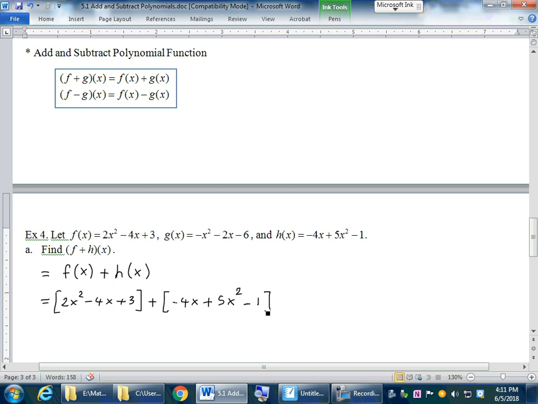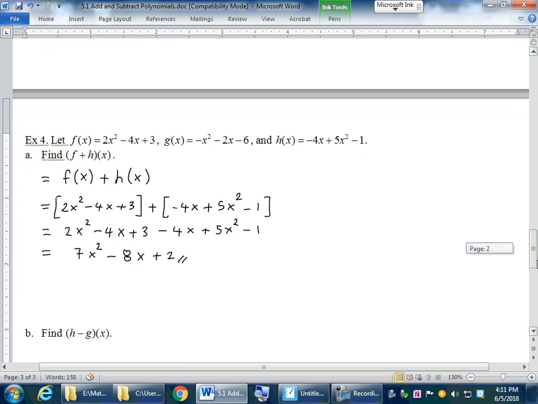So now it just become adding two polynomials now. So like before, we're going to drop the brackets. So this will become minus 4x plus 5x squared minus 1. And finally, combining like term, that give me 7x squared minus 8x plus 2 is my final answer. Moving on to the next example.